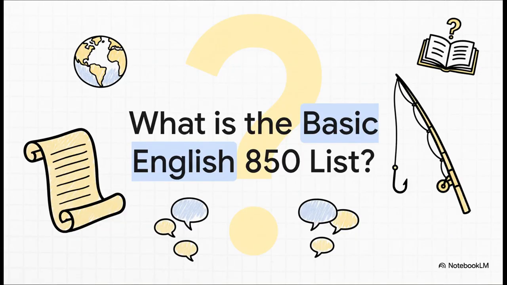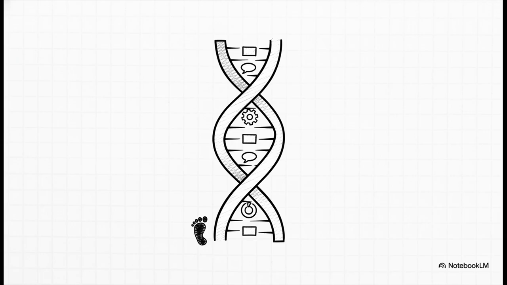So naturally, this brings up the big question, the one we're really going to dig into today. What is the basic English 850 list? And why on earth is a simple word like rod important enough to make the cut? All right, let's dive in. To figure this out, we're going to have to look for clues inside the word's DNA, so to speak. Let's examine the evidence the dictionary entry itself gives us.